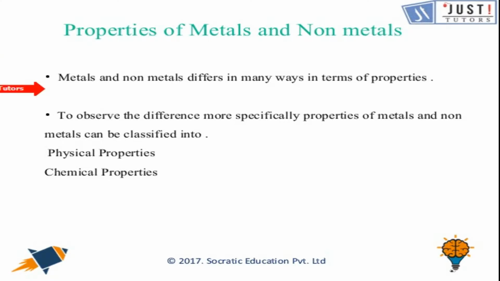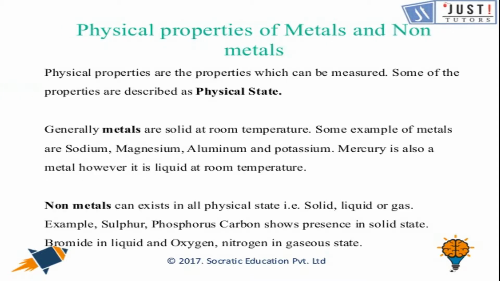Properties of metals and non-metals. Metals and non-metals differ in many ways in terms of properties. So to see this, we'll be learning about physical properties and then chemical properties. Physical properties of metal and non-metal. So physical properties are the properties which can be measured.